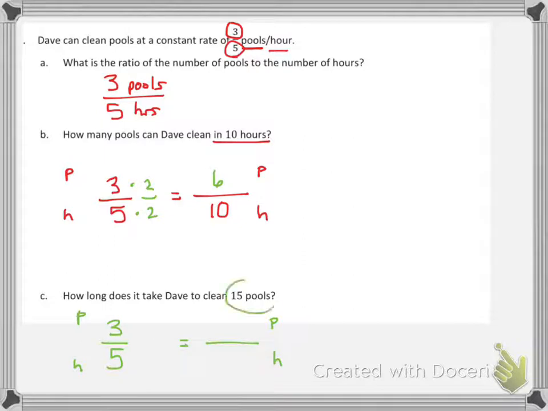And now I know that I want him to clean 15 pools. Well, 15 would go on top this time because that's the pools number. And then we can decide what we have to multiply by to make 3 into 15. 3 times 5 is 15. So 5 times 5 is my number of hours, and that's 25. So how long does it take Dave to clean 15 pools? 25 hours.